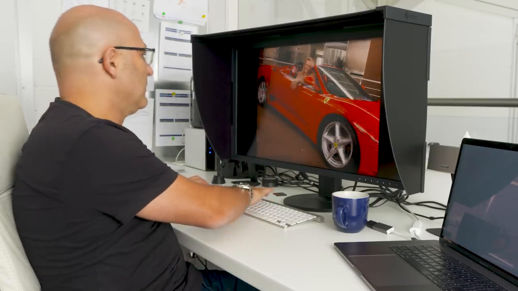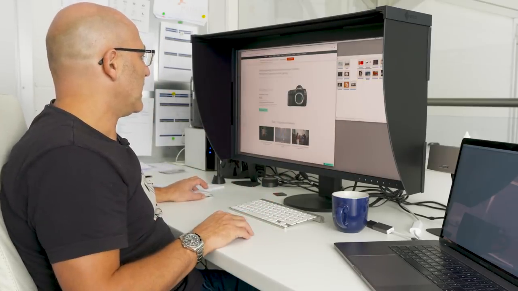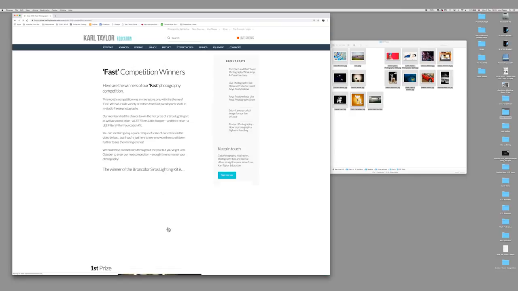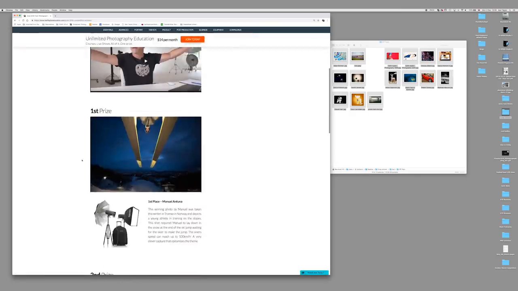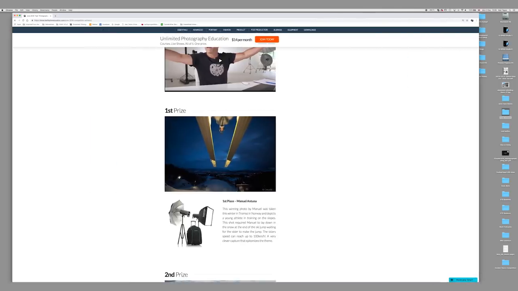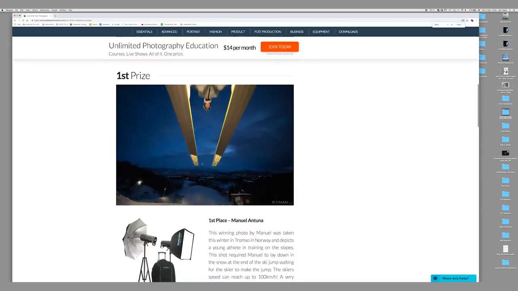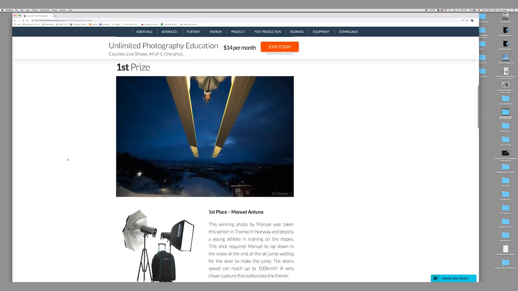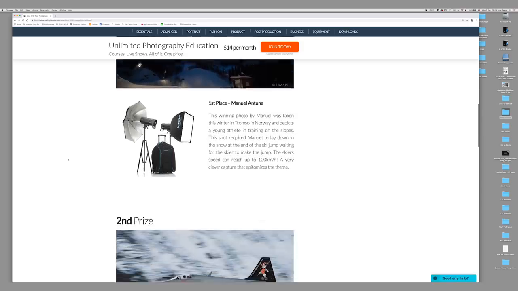Let me show you what did qualify and what did win for the theme FAST. And we can see that in first place, this was the image that won. Let me zoom in on that a little bit for you. So we have the skier doing the ski jump, beautiful twilight. Now we definitely understand the feeling of FAST.